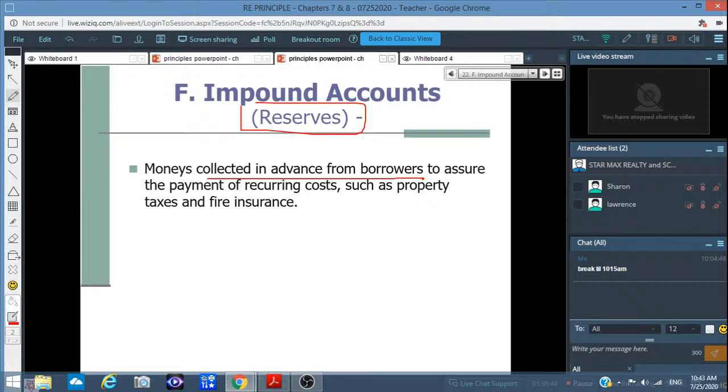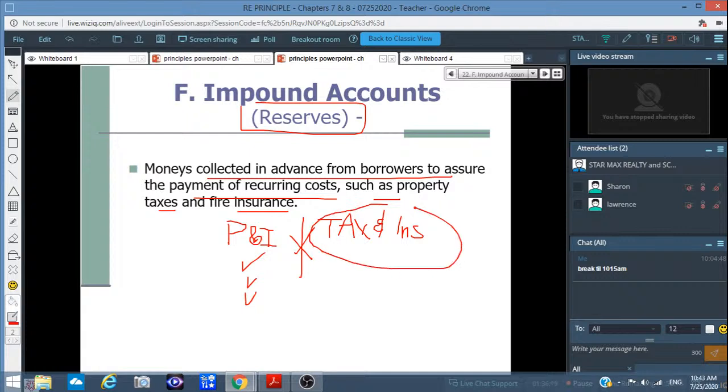Alright, impound account, those are called reserves, okay? Monies collected in advance from borrower to assure the payment of recurring costs such as property taxes and insurance. Okay, so it's separate. Okay, this account is for taxes and insurance. It has nothing to do with your P&I. Okay, your payment. This is separate, separate, separate. Okay, this is a separate account. Some people think that this part is part of the loan amount. No, no, no. It doesn't work that way. Okay, it's not part of the loan amount. Okay, this is a separate account that keeps track of your money that's supposed to be paying tax and insurance.